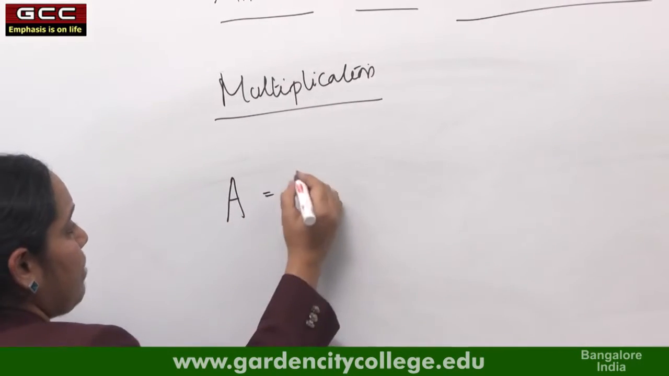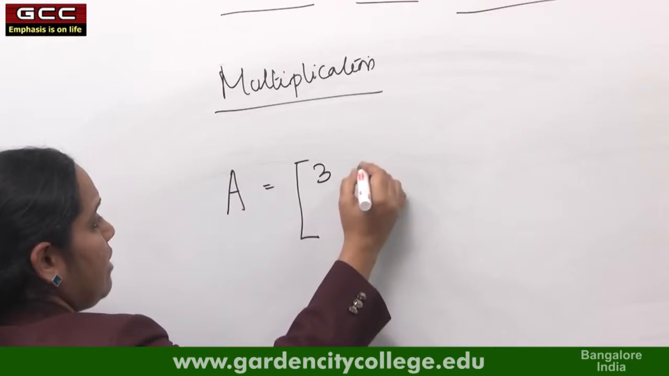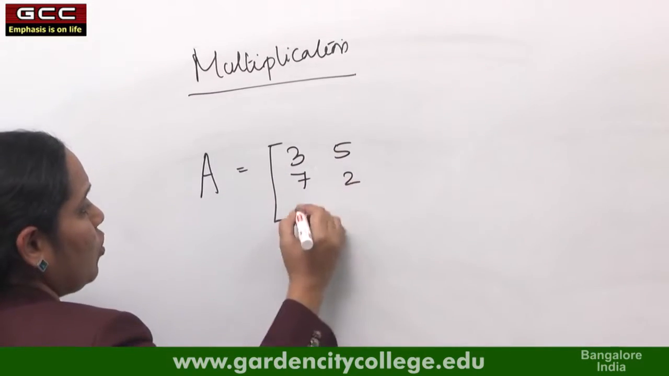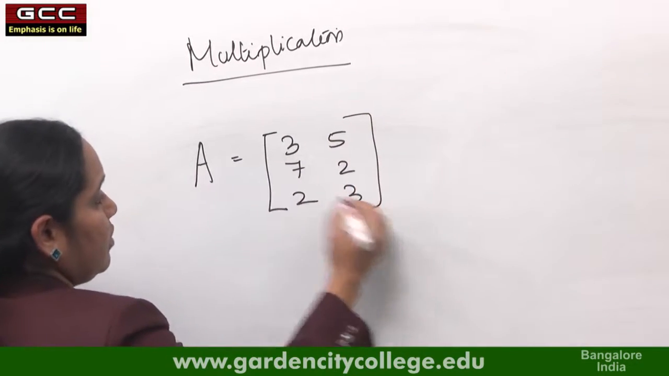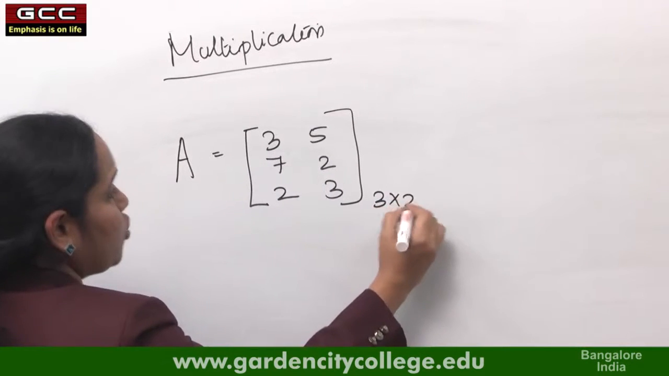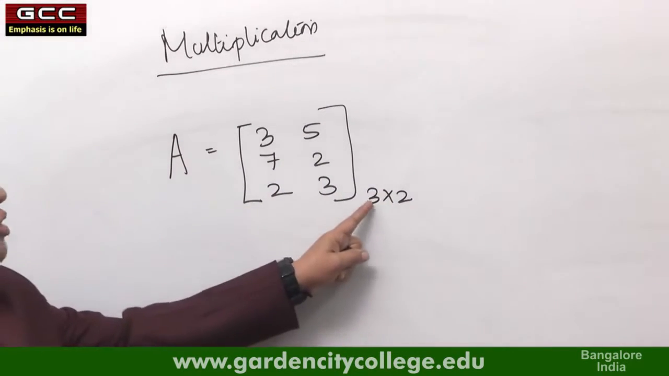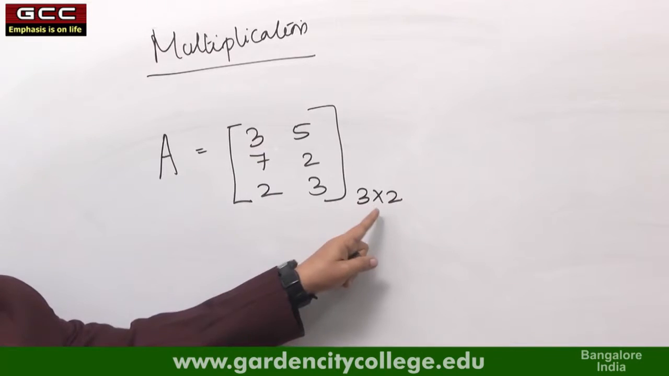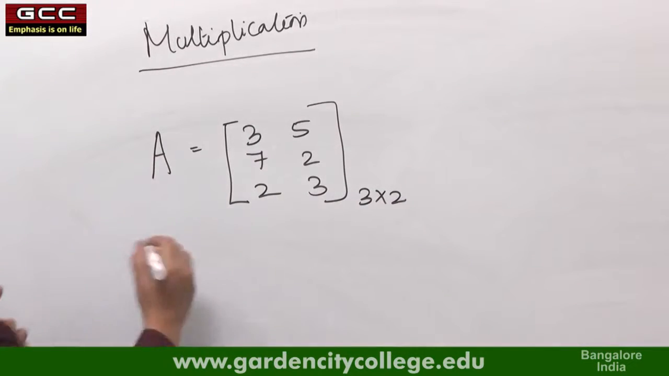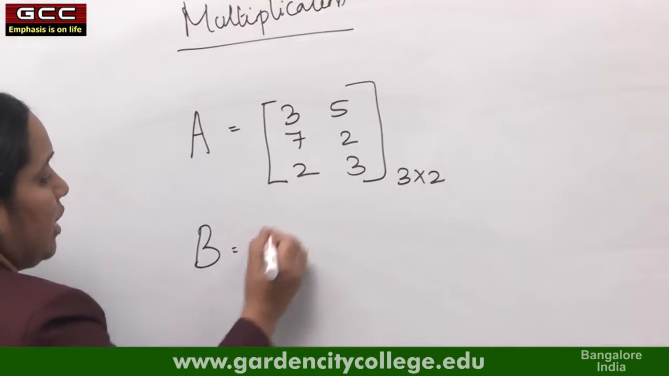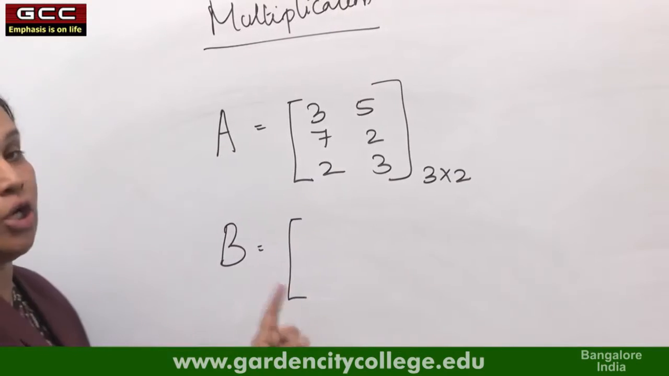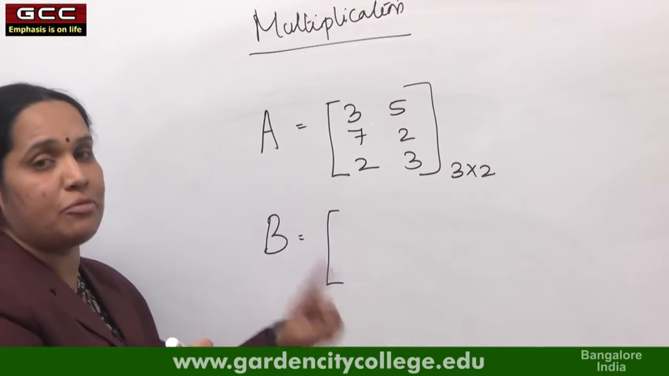Let me consider an example. A is equal to [3, 5; 7, 2; 2, 3]. So, the order of the matrix is 3 by 2. Here 3 rows and 2 columns, so it is 3 by 2. So, if I want to multiply another matrix B with this, then B should be of order 2 by 3 or 2 by 4, 2 by 5.